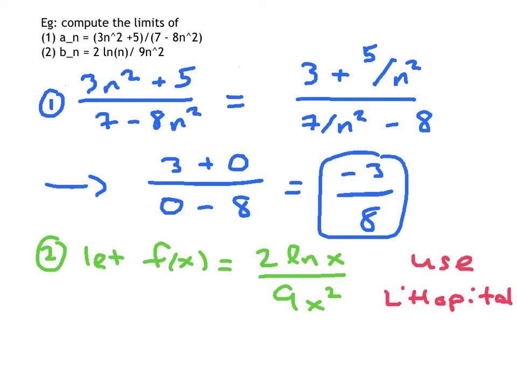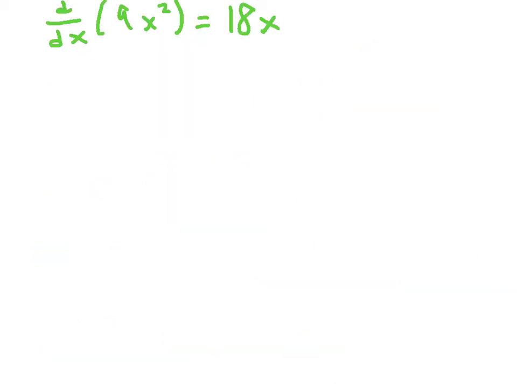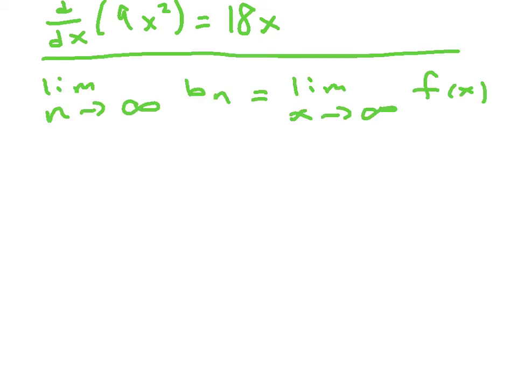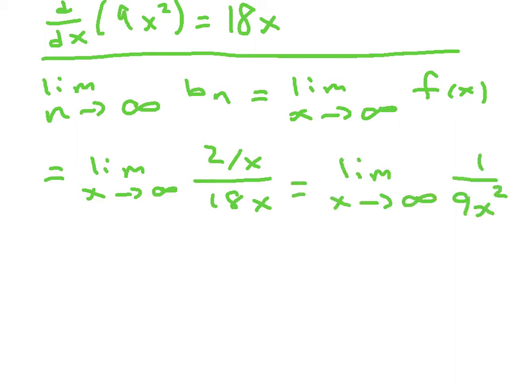The derivative of 2 natural log of x is 2 over x. And the derivative of 9x squared is 18x. Therefore, applying the theorem and L'Hopital's rule, we see that the limit of our sequence is the limit of the function, which by L'Hopital's rule is the limit of the quotient of the derivatives. But of course this x goes to the denominator, so really we have the limit as x goes to infinity of 1 over 9x squared, which is 0.